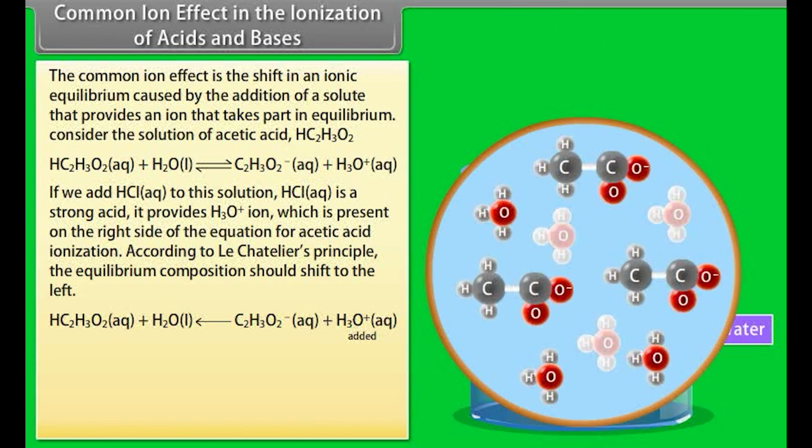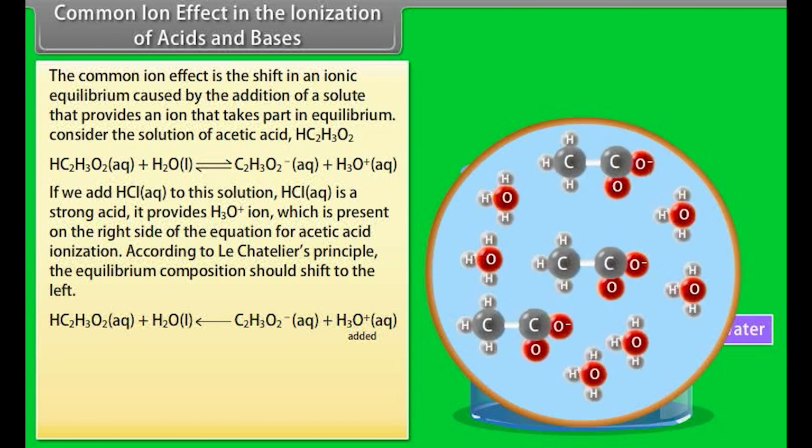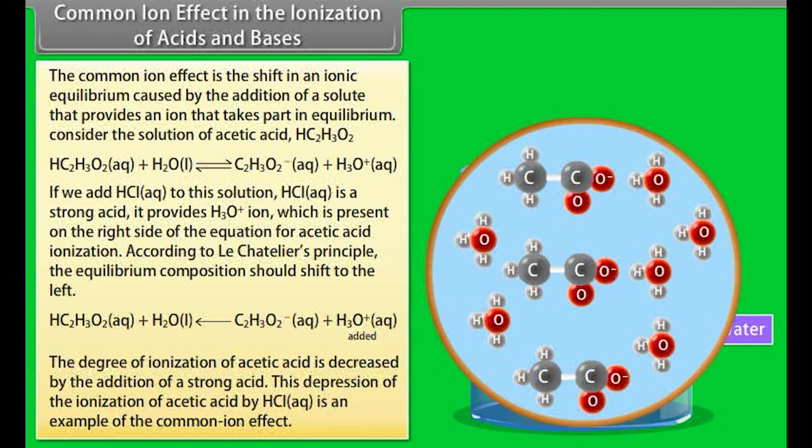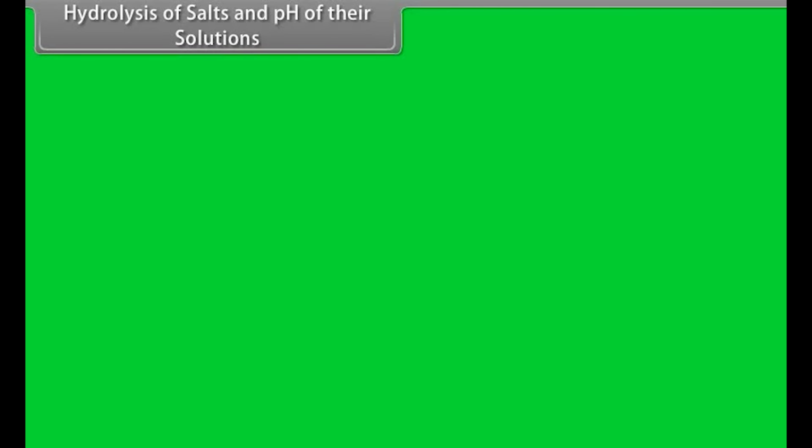It provides H3O+ ion, which is present on the right side of the equation for acetic acid ionization, according to the Le Chatelier's principle. The equilibrium composition should shift to the left. The degree of ionization of acetic acid is decreased by the addition of a strong acid. This depression of the ionization of acetic acid by HCl is an example of the common ion effect. Hydrolysis of salts and pH of their solutions.